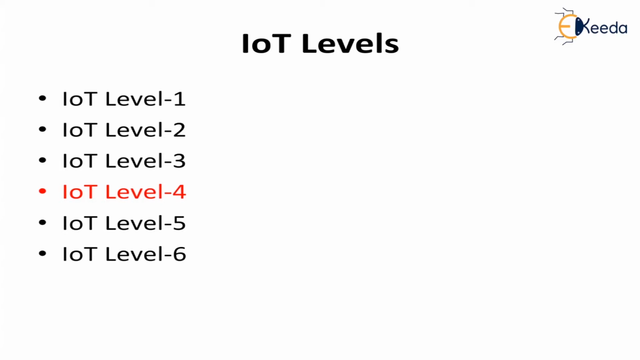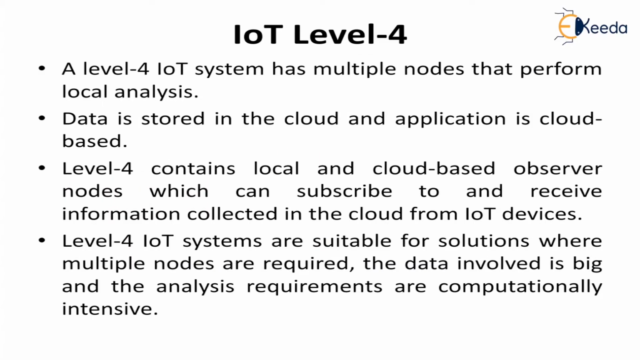In this part we are going to see IoT level 4. Level 4 has multiple nodes. This system has multiple nodes that perform local analysis. The data is stored in the cloud and the application is cloud based. So the user can interact with the cloud storage through the application. Level 4 contains local and cloud based observer nodes which can subscribe to and receive information collected in the cloud from the IoT device. The device has particular nodes which can subscribe to the data server with the help of the cloud.